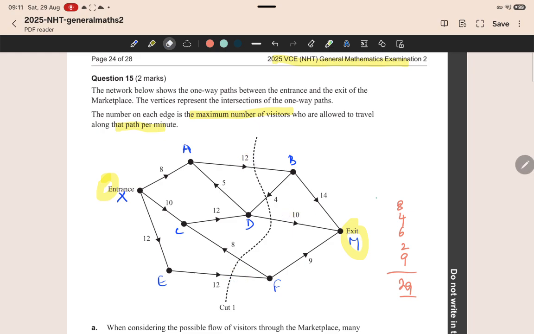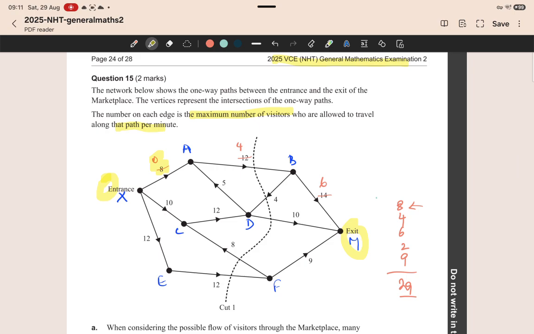The very first path that we will look at is this one, and we can see that the lowest value along that path is 8. So we write down 8 and we take away 8 from 8, and that gives you 0. That gives you 4, and that gives you 6. It's important to record it, and I also highlight those paths which have reached maximum capacity and no more visitors can flow through.